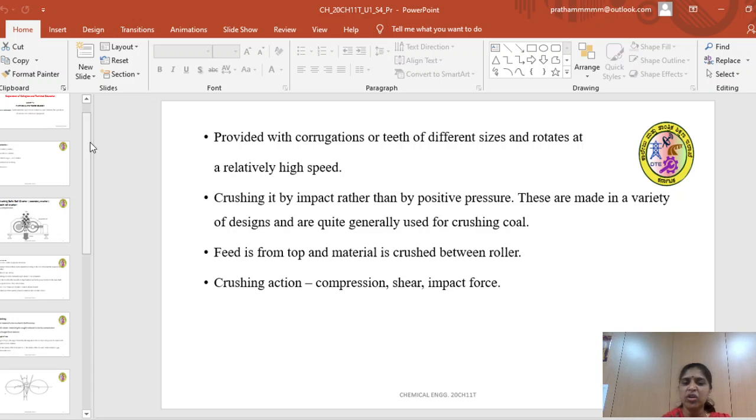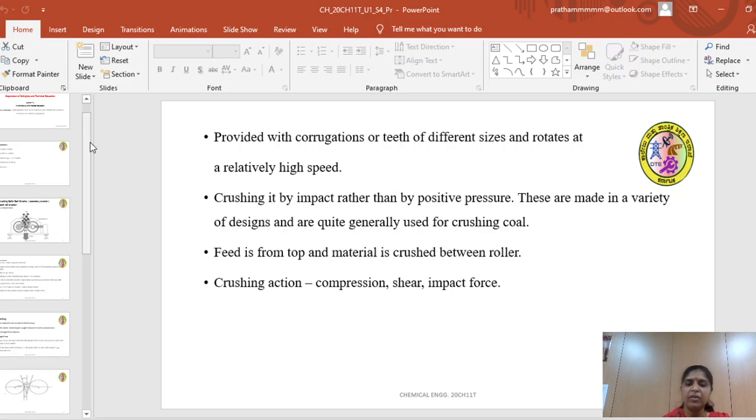So having knowledge of this, for the smooth roll crusher and the tooth roll crusher, the principle of operation is the same for both, but the difference is what? The speed of operation is different, and also in a tooth roll crusher you have a tooth or corrugation on the surface of the rolls. The tooth roll crusher is especially used for crushing of coal.